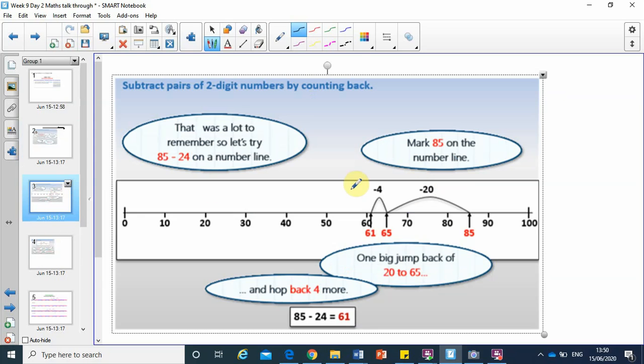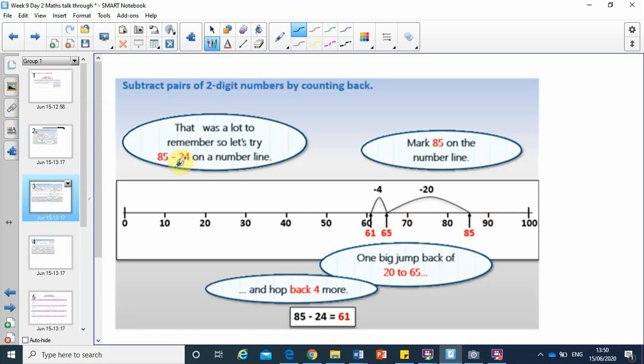So how do we do it? Well, we make sure we've got a number line. We don't have to have numbers on it. We can use a blank line, and I'll show you that separately. But we know that 85 is in between 80 and 90. We can count back. We know it's 2 tens because if we partition 24, we know it's 20 and 4.